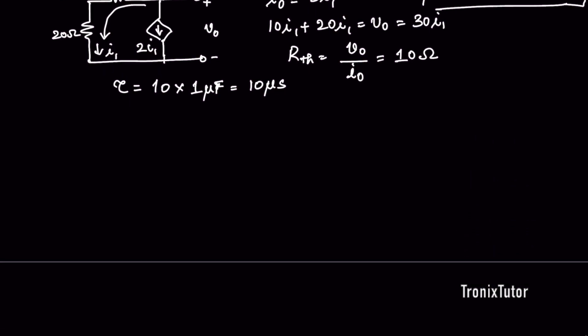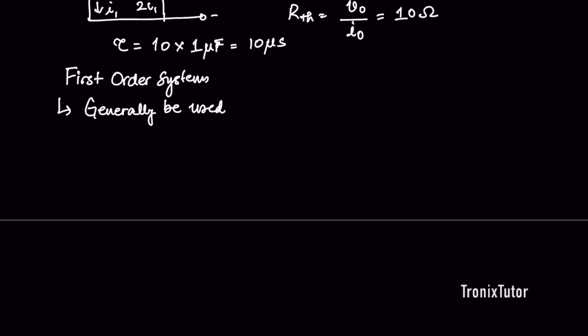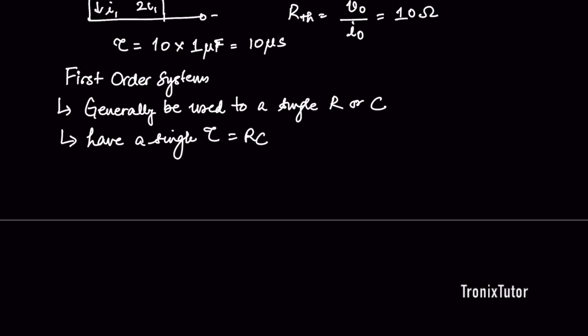So a couple of things to remember about first order systems. First order systems can generally be reduced to a single resistor and capacitor. And they have, most important thing, a single time constant which is equal to RC, and that time constant is all that you need to know to identify all the possible voltages and currents in the circuit and their respective time evolutions. Right?